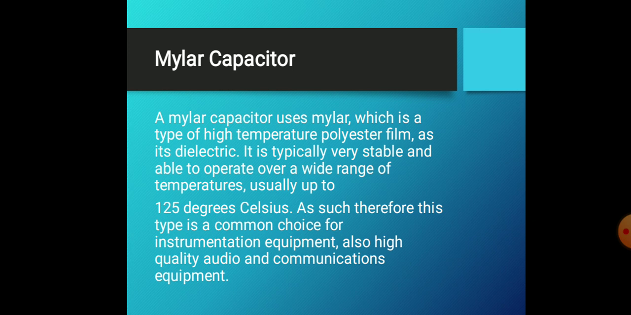Next, mylar capacitor, and it uses mylar, which is a type of high temperature polyester film as its dielectric. It is typically very stable and able to operate over a wide range of temperatures, usually up to 125 degrees Celsius. As such, this type is a common choice for instrumentation equipment, also high quality audio and communication equipment. So this capacitor can still work properly even if its temperature is above 100 degrees Celsius or hotter than boiling water.